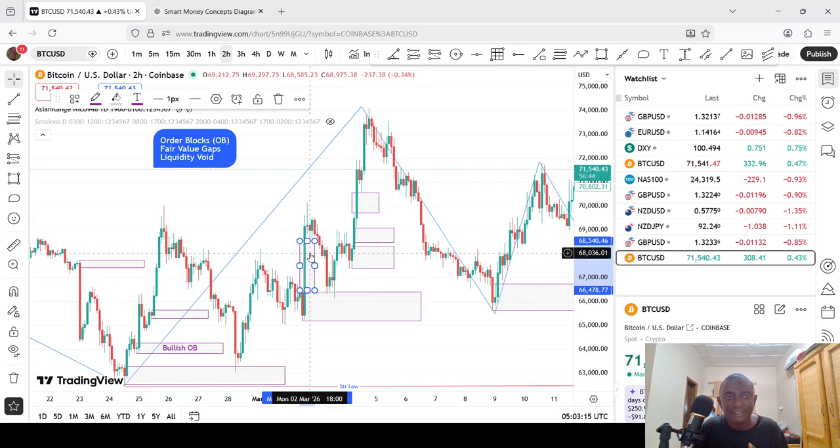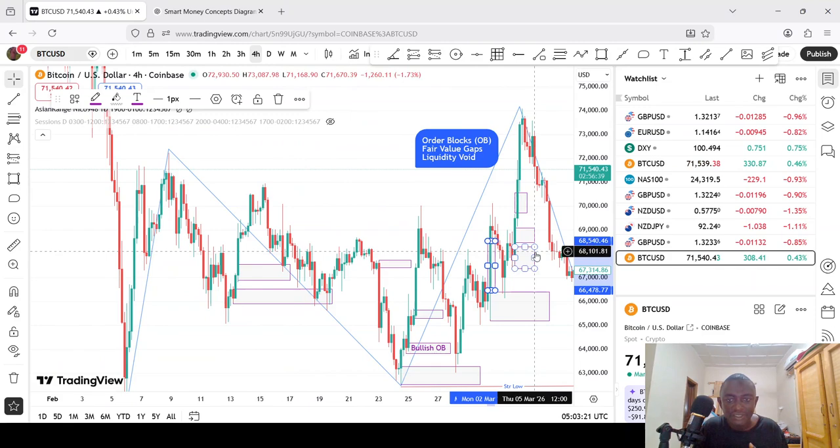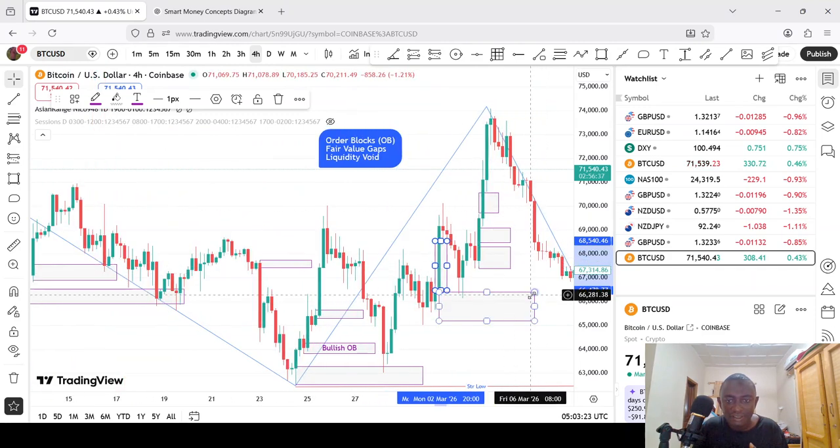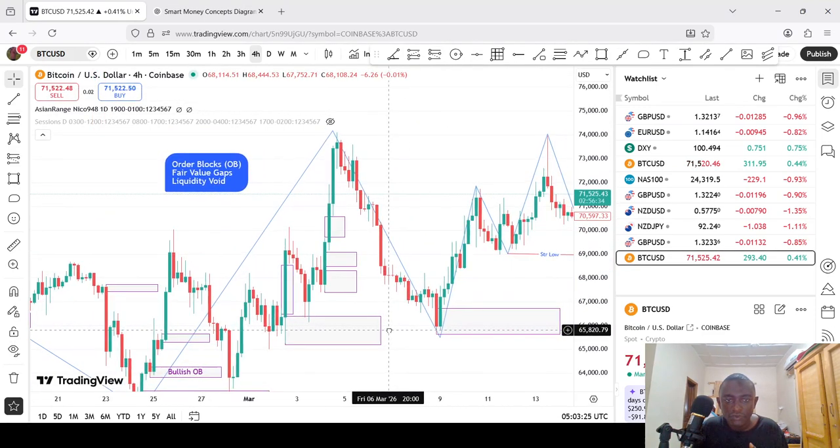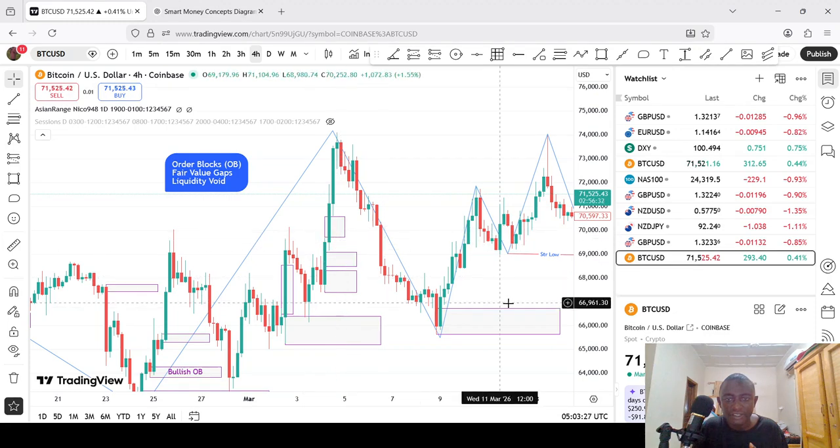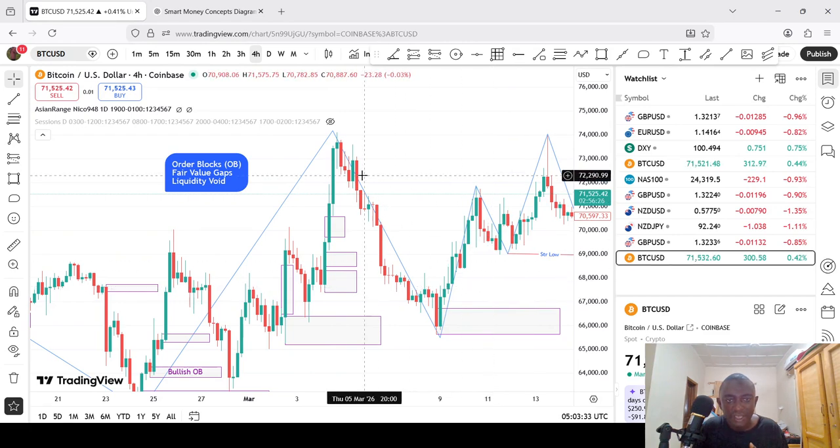You understand? This one, when you go to the higher time frame, you see that all these places are just one. If I go to the 4 hours, okay, within the 4 hours, this is how it is behaving. You understand? So you can see that we have a lot of FVGs. This one, there was an imbalance here, like this.